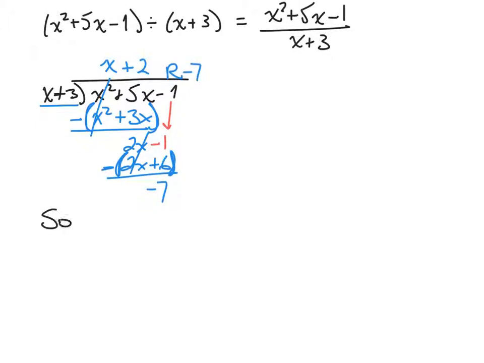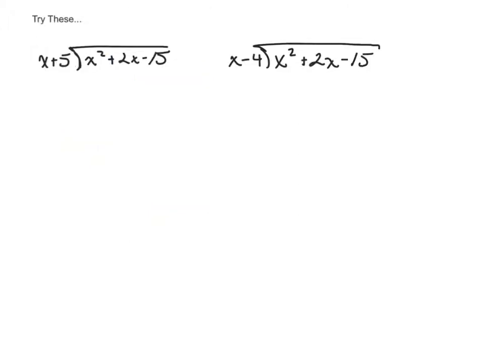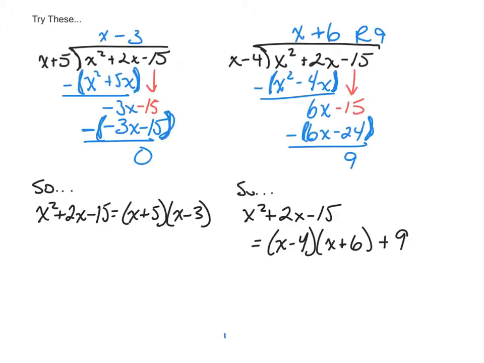What that means for us is that we could rewrite x squared plus 5x minus 1 as that product, x plus 3 times x plus 2 plus the remainder. So plus a negative 7 is the same thing as subtracting 7. Here are 2 more problems for you to try on your own. Write them down and hit pause. And these are the solutions. Check your answers to see how you did.